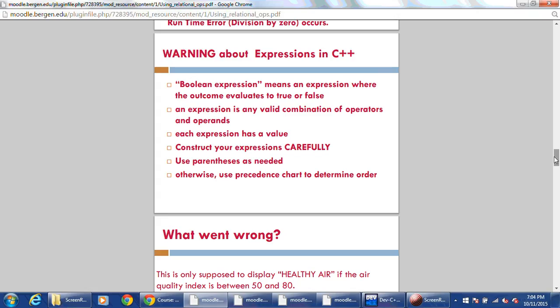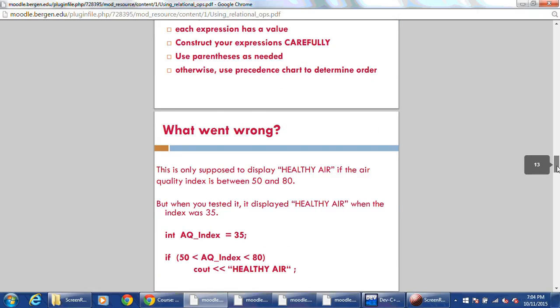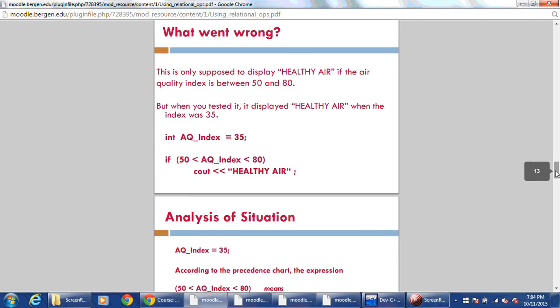Make sure to construct your expressions carefully. Use parentheses as needed. That's why I was warning you about it. Just use your parentheses. Don't depend on the compiler to do the precedence and associativity for you. Okay? Don't depend on the compiler to do the precedence or the associativity.